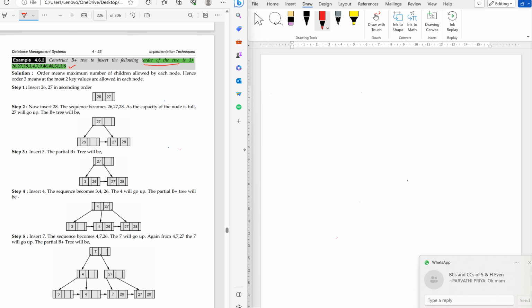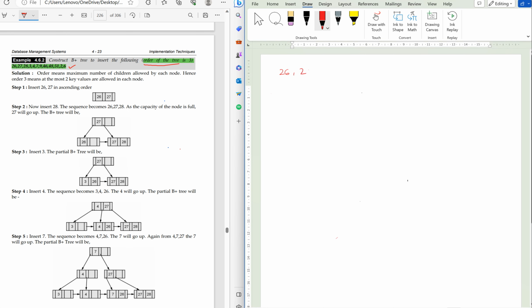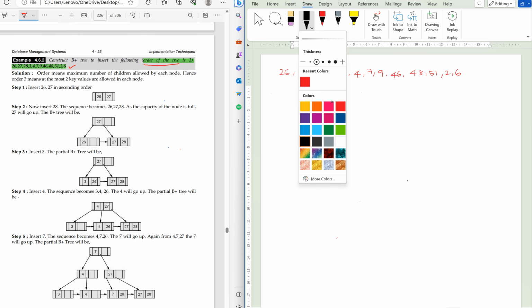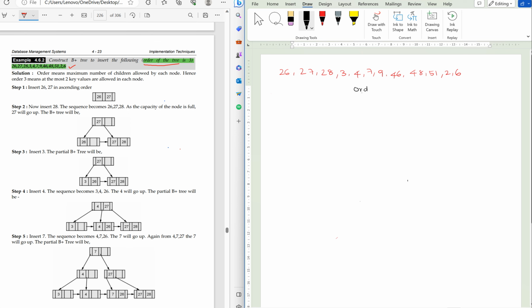So let's first take the given values. They have given 26, 27, 28, 3, 4, 7, 9, 46, 48, 51, 2, 6 in this question. Another thing we need before solving the problem is the order of the tree. In this example, they have given the order as 3.